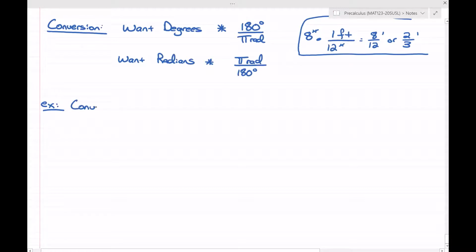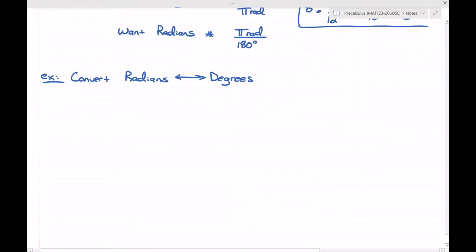Convert from radians to degrees. And if we have radians, we'll go the other way, right? If we have degrees, we'll go the other way. So I have 6 problems.